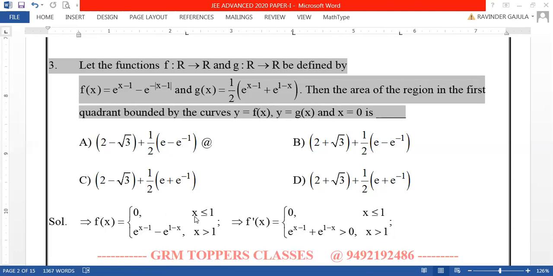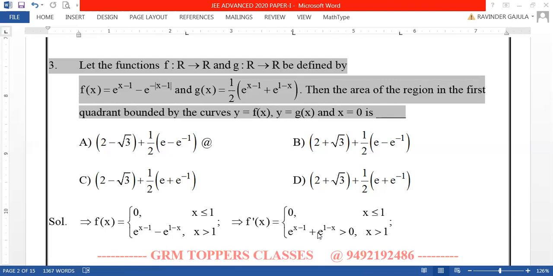When this is f of x, let us find f dash x. Because it is 0, a constant, f dash x will be 0. Differentiating the other part, the derivative of e power x minus 1 is e power x minus 1, and the derivative of e power 1 minus x is e power 1 minus x into minus 1, for x greater than 1. Because I want to take the graph of this f of x and g of x, that's why I am studying the nature of this curve. So f dash x is like this.